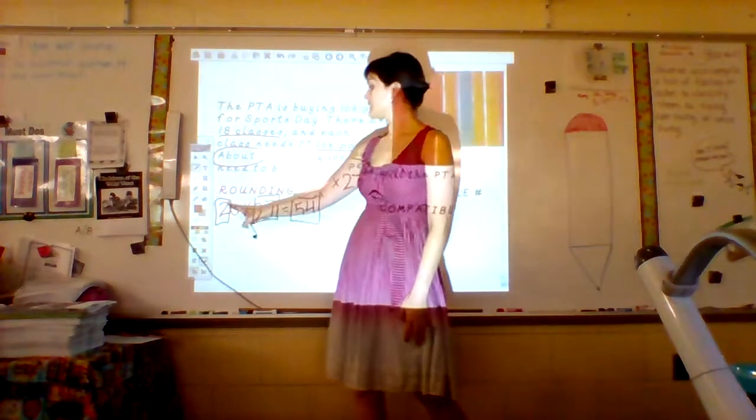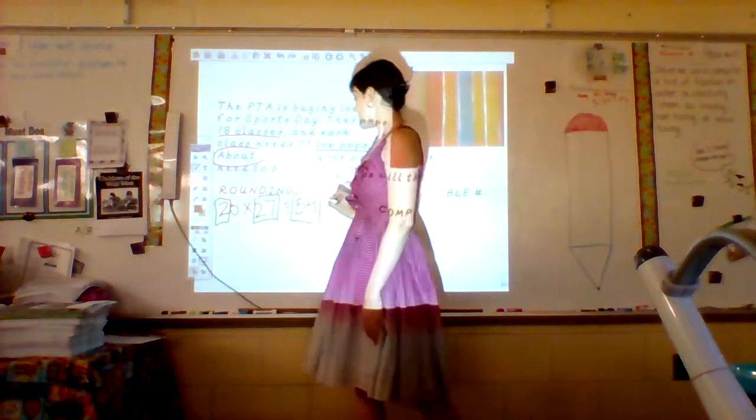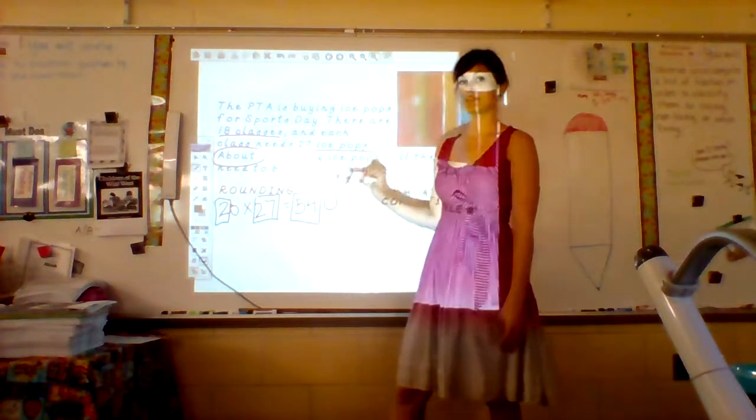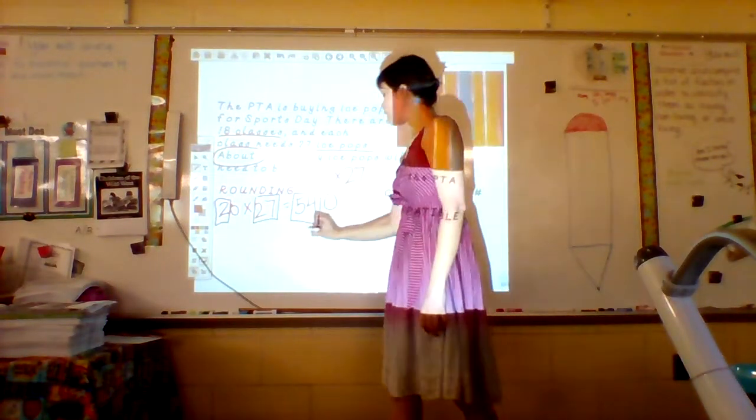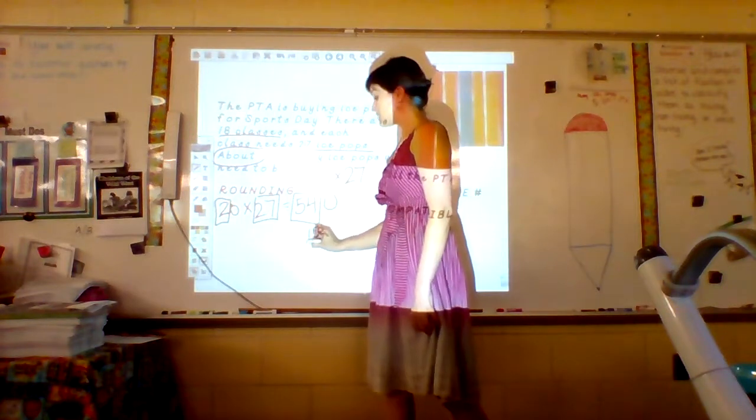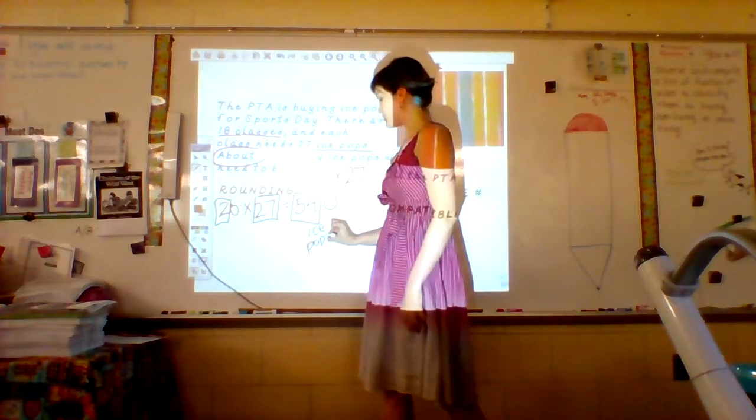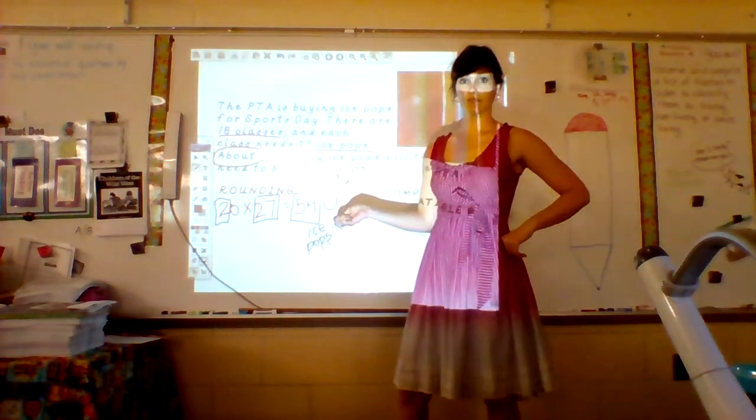So now I need to take that 0 that I boxed out and I need to add that back. So my estimate here is that we're going to need about 540 ice pops. I always want to remember when I'm solving story problems that I need to add back my units.